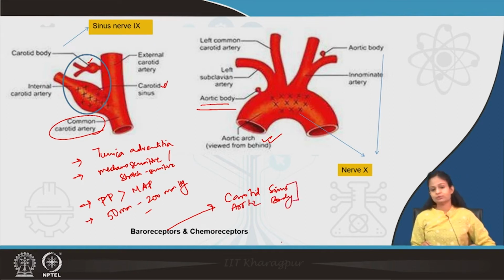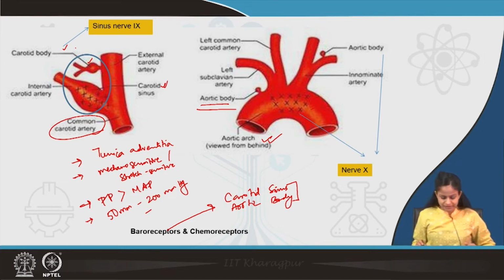Then we have the chemoreceptors also, as I had already told you, the carotid body, which is present in the bifurcation of the external carotid artery and the internal carotid artery, more towards the external carotid artery. That is the chemoreceptor, the carotid body. The chemoreceptors are usually sensitive to the change in the acidic pH, that is the H plus ions, and also the partial pressure of oxygen and the partial pressure of carbon dioxide.